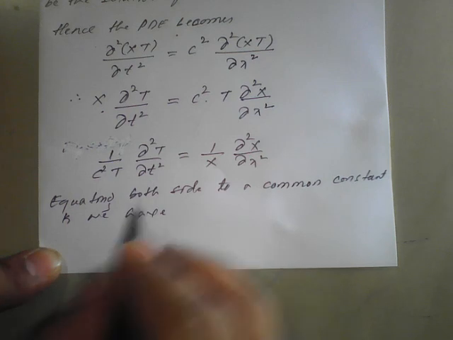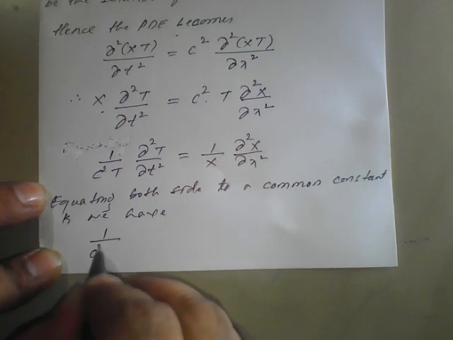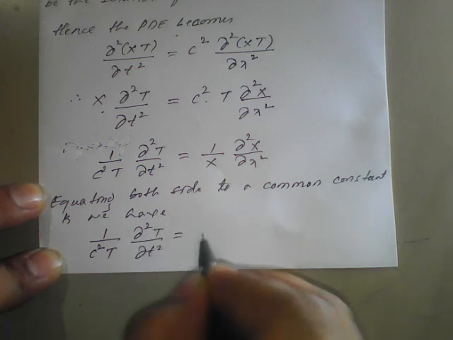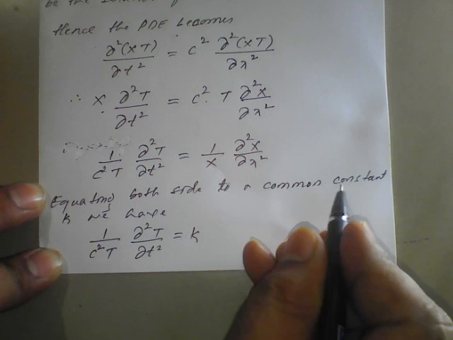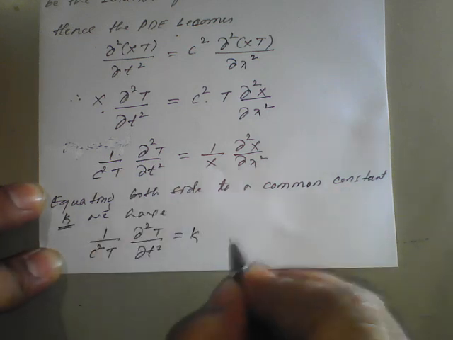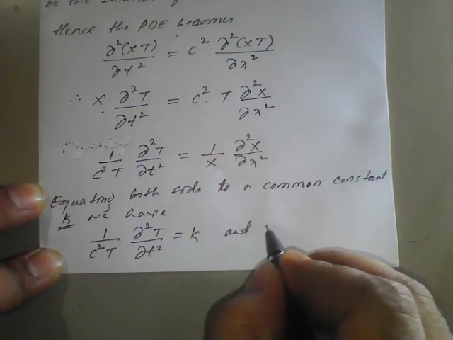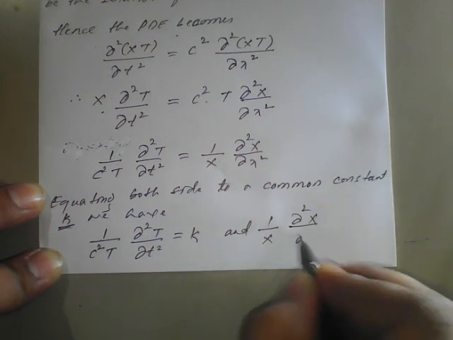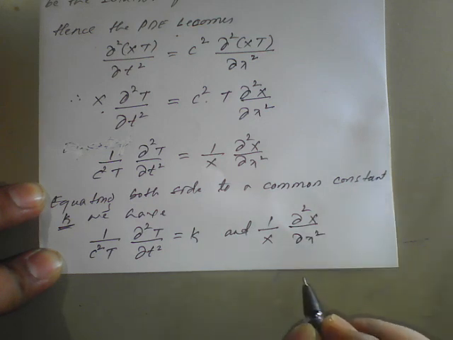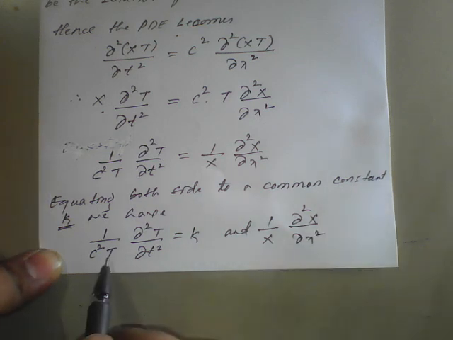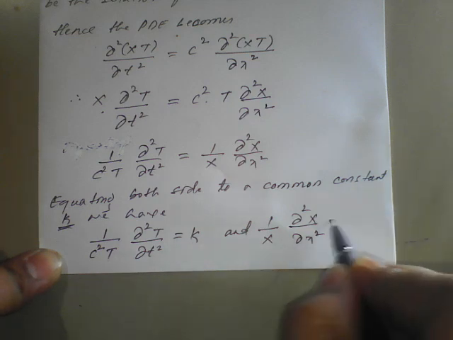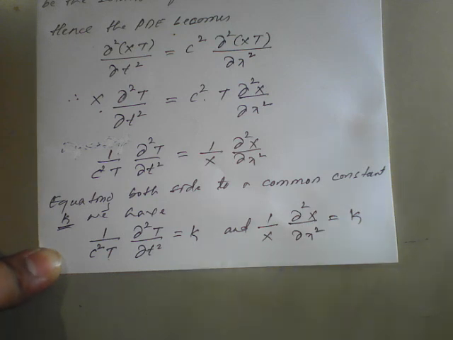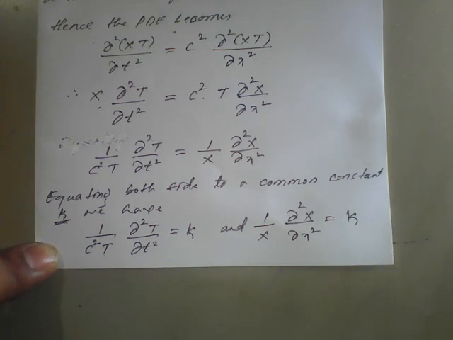On equating, it becomes 1 upon c square T del square T upon del t square is equal to k, equating both sides to a common constant k. And the second one is 1 upon capital X del square of capital X upon del x square, which is also equal to k. Then we'll cross multiply to get a differential equation form. Then we need to simplify as we have done in the heat equation.